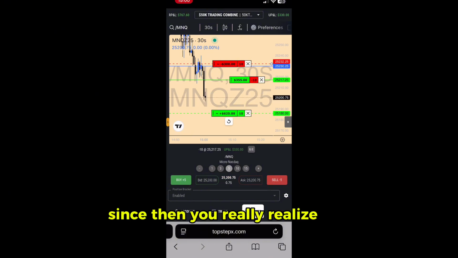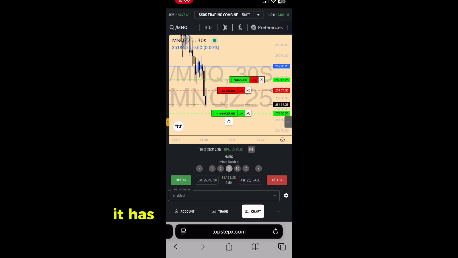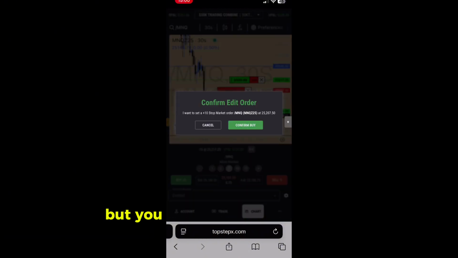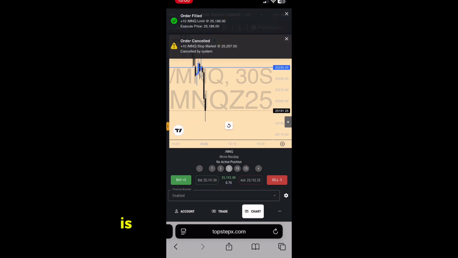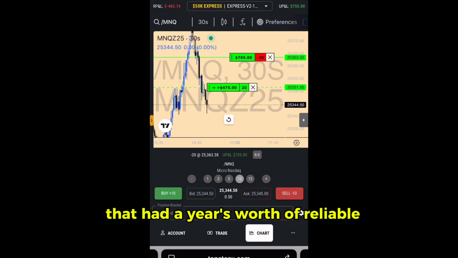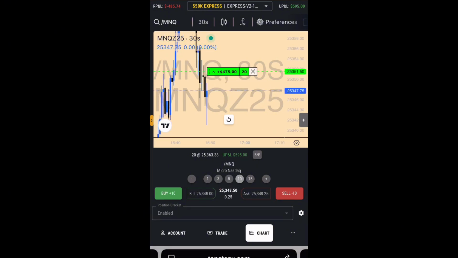Since then, you really realize that this is a process and profitability is consistent. It has to be every day. You don't turn profitable. You can be profitable, but you won't turn profitable one day. And the only reason I did is because I trusted my model that I had a year's worth of reliable data, repeatable data, and time-based data.